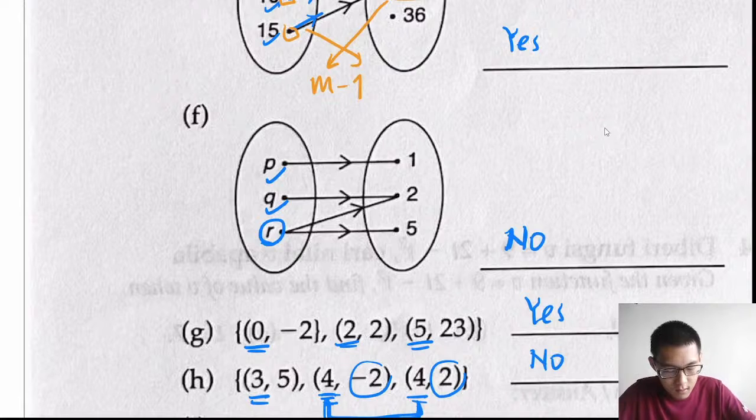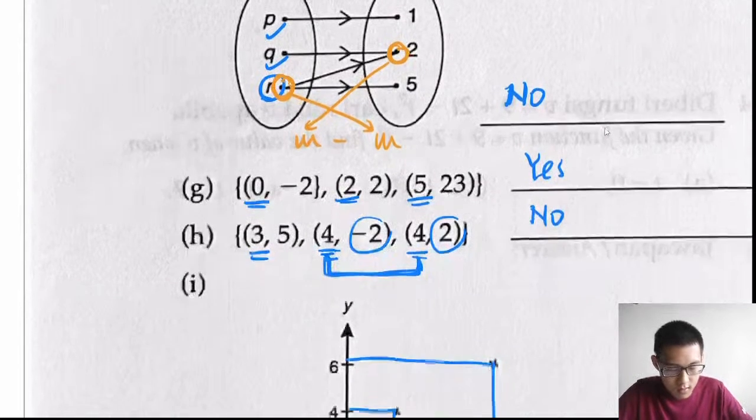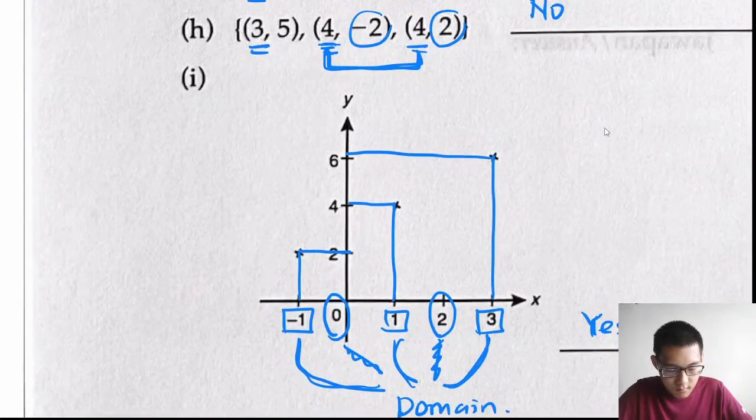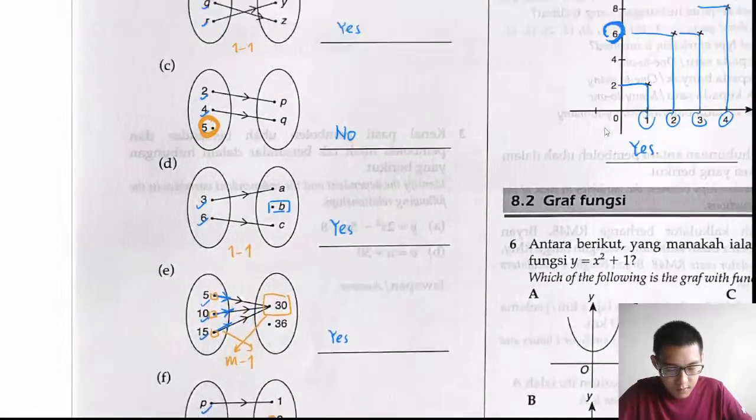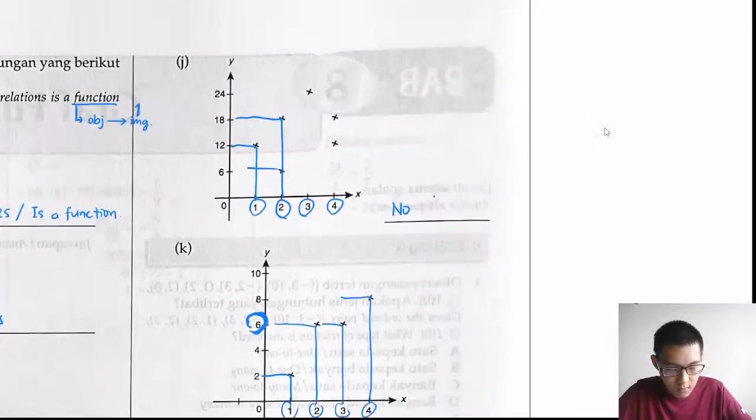Okay, so this one, one object goes to many images, and one image comes from many objects, so it's many to many. Okay, so I will see it like that. You can try to do it like that.